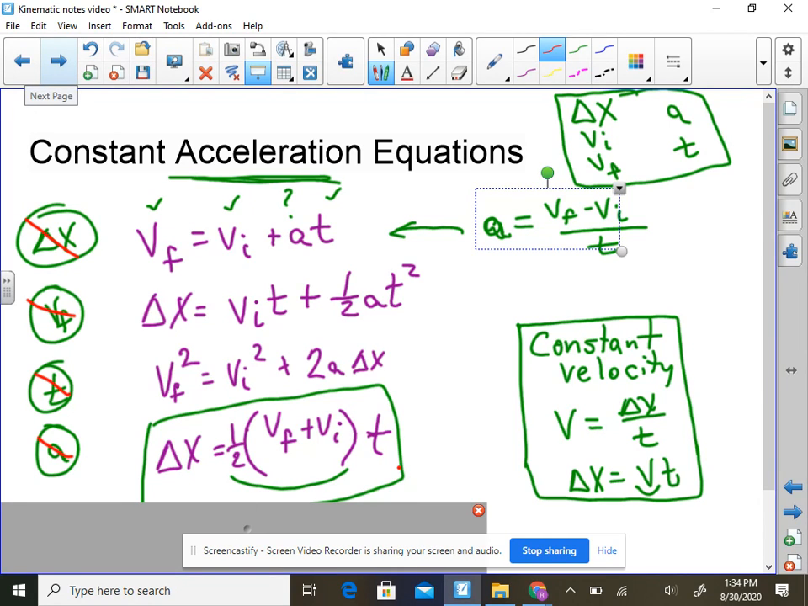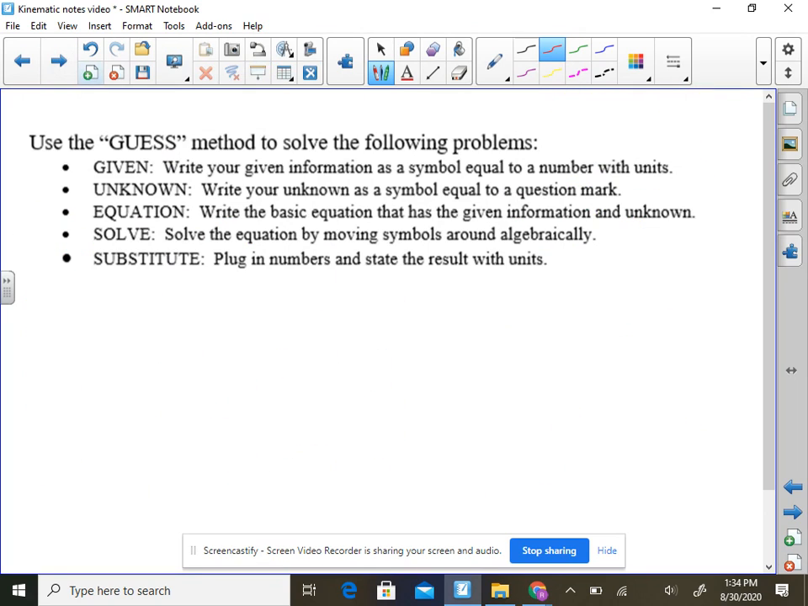And so let's go ahead and start solving some problems. So we're going to start back from the beginning with our problems, and we're going to do the guess method to find our problem. So the proper way to start a problem is to write down your givens. And this is really important because sometimes you might not know where to start, but if you start by writing the givens, it's enough to prime the pump. So you write what's given in the problem with the units.